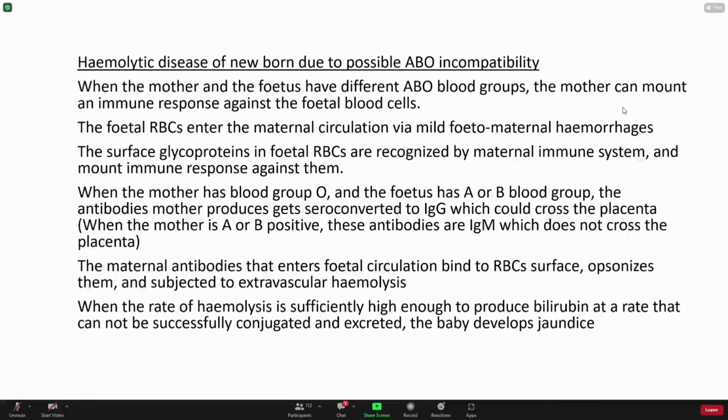But if the mother is O and the baby is A or B, then they can develop ABO incompatibility, because only then does the mother have IgG in her blood. And IgG crosses the placenta, but IgM does not cross the placenta, right? Thank you, sir. Okay. Any other questions?